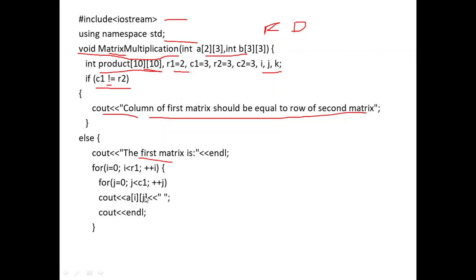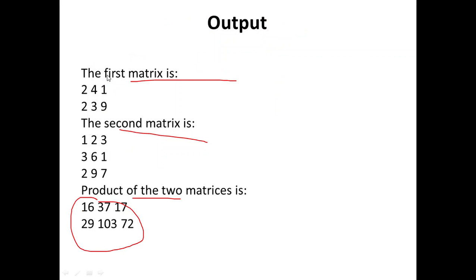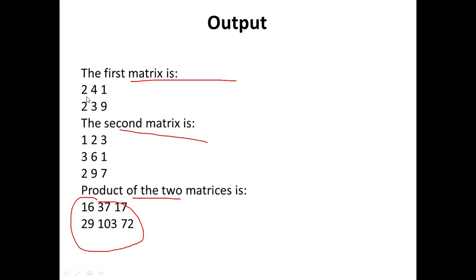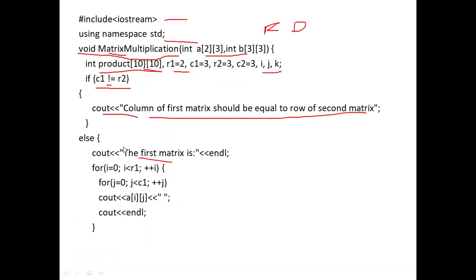Cout A of i j, that means first the i value will be 0, the j value will be 0, that means we will get the first element, right? So this is the first element. Now what will happen is, the i value is 0 and j is incremented to 1, then A01 means this element. Okay, now A02, right? So this j loop will be incremented, and then what will happen when j is less than C1, j plus plus.